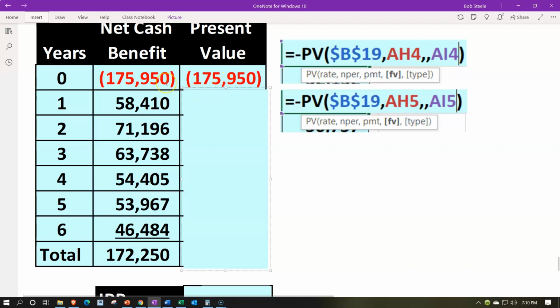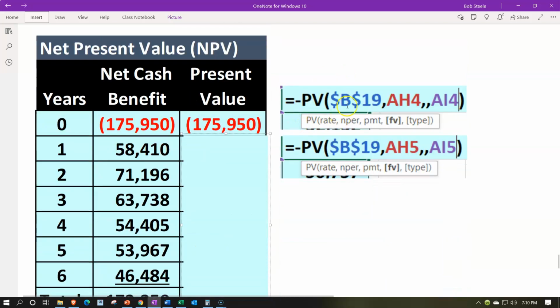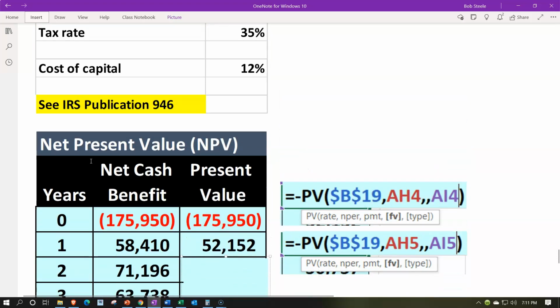If we were to present value, and I will present value period 0, even though we get the same number, so that we have the same uniform calculations in the outer column and can then copy them down if we were to use Excel. Negative present value of the rate, which is going to be the 12%. Notice it's an absolute reference by the dollar signs, comma, number of periods, which would be 0, not hard-coded, but rather using a formula so we can copy it down, comma, comma, future value, 175,950, using a formula. Then if we copy that down, the 58,410 discounted back at the 12%, 1 year would be 52,152.